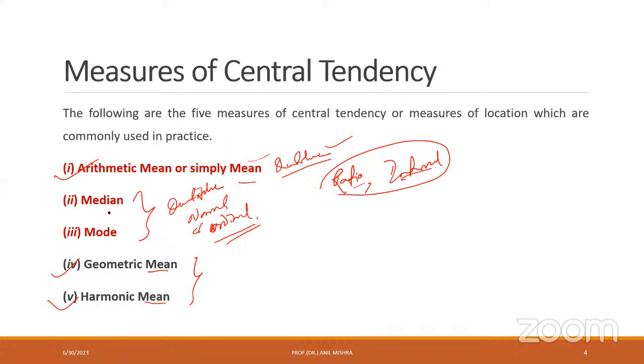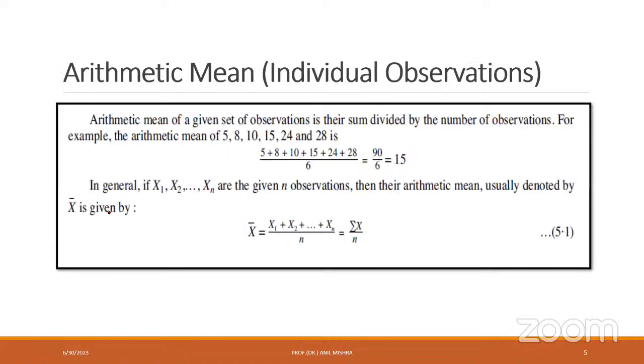Let's start with the first one, the arithmetic mean, or simply the mean. It can be defined as the addition of the individual observations divided by the total number of observations. Suppose you are given 5, 8, 10, 15, 24, and 28, the marks obtained by 6 different persons in an exam. What is the average mark? We add all the individual observations and divide by the number of observations, and we find the mean is 15.